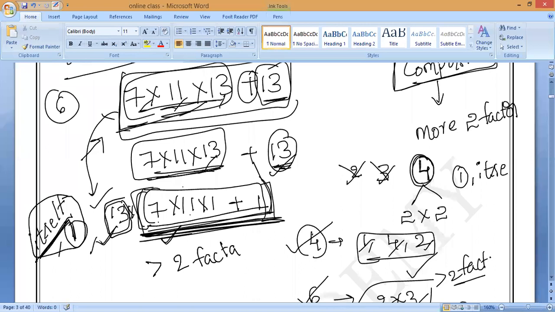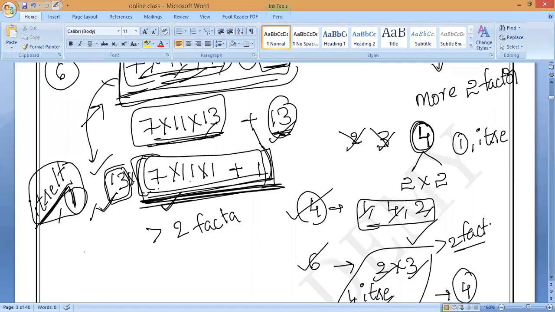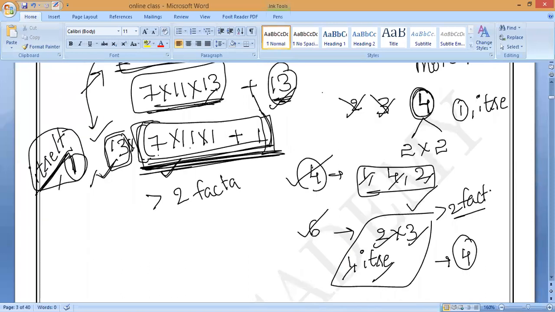So this number is a composite number. Composite number. Do you understand? Yes, ma'am. So if we have more than 2 factors, then it is a composite number.